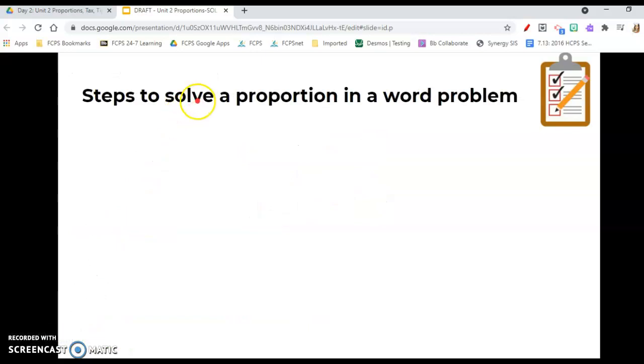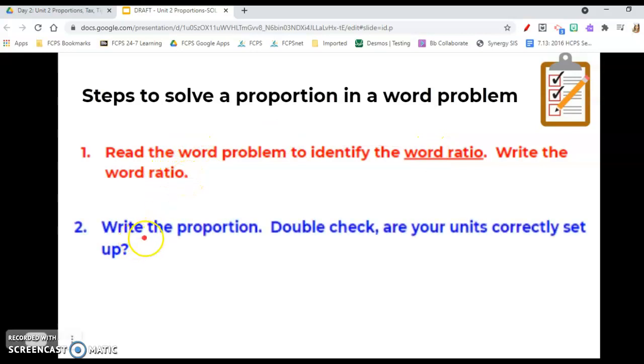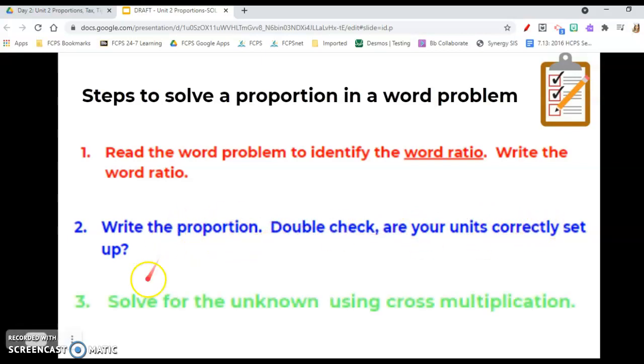Here are steps to solve a proportion in a word problem. 1. Read the word problem to identify the word ratio. Write the word ratio. 2. Write the proportion. Double check: are your units correctly set up? And 3, solve for the unknown using cross multiplication.